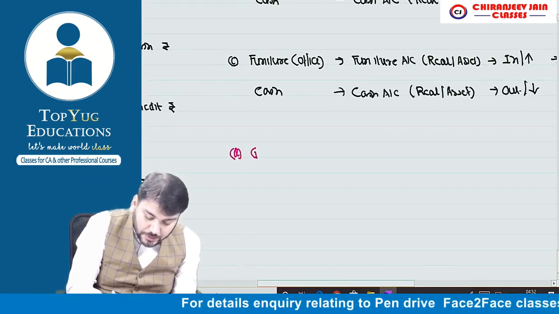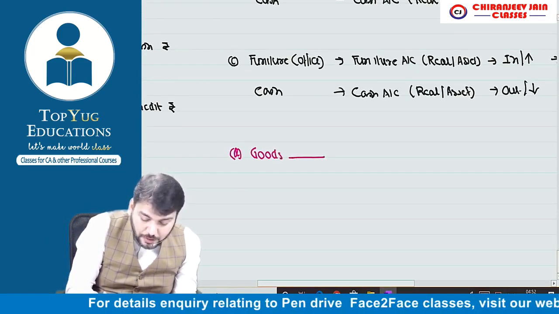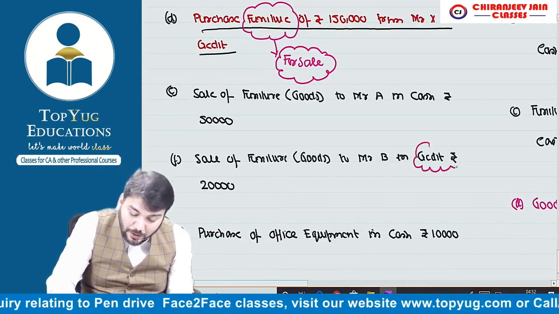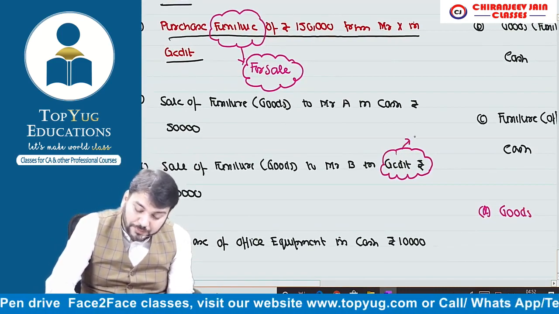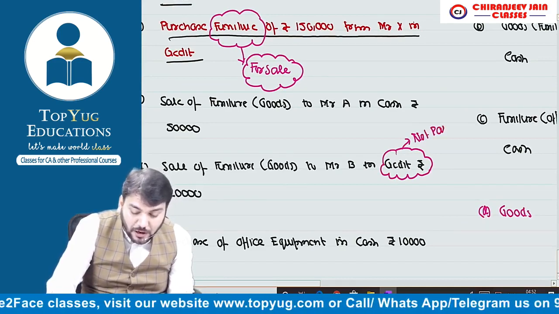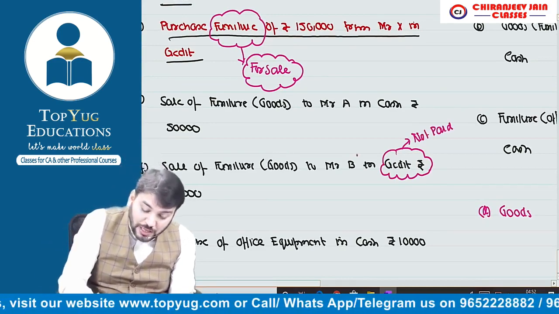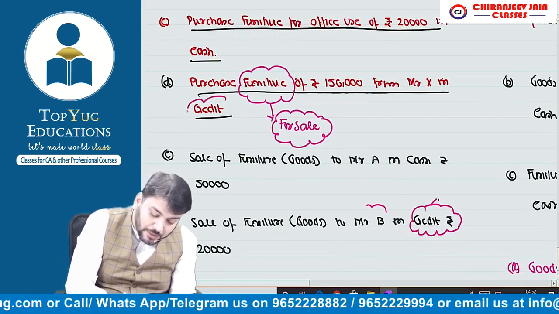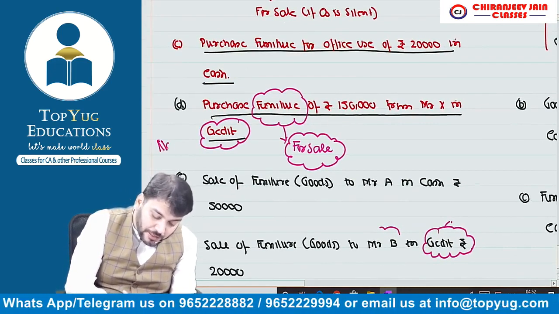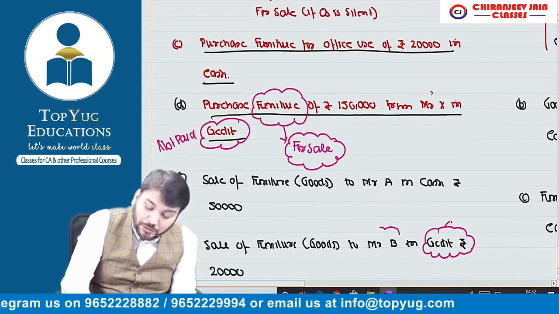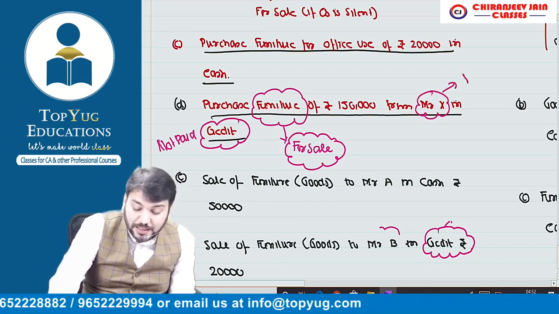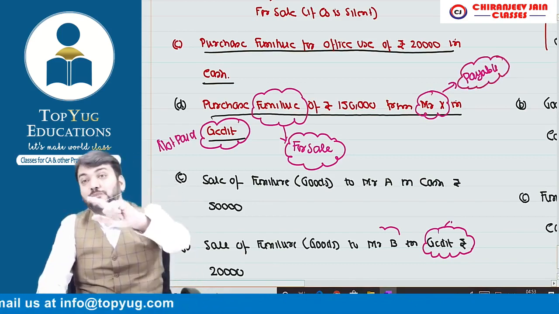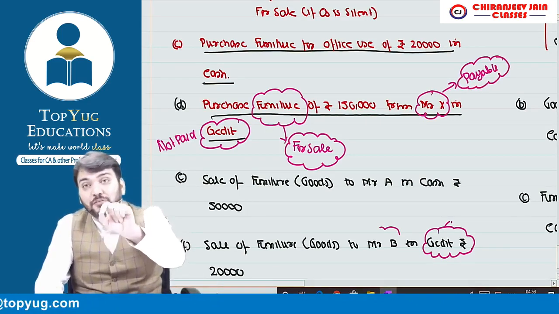Point number D, goods. From whom? Because it is not paid in cash, it is on credit. Means till now the amount is not paid. So the amount is payable to Mr. X. It is not paid. Correct? So the amount is payable to Mr. X in future.